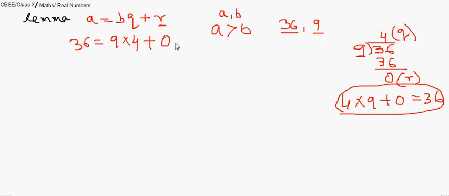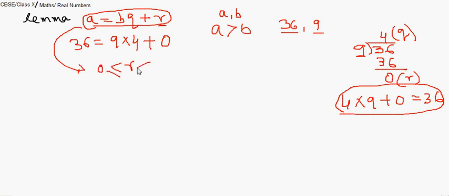So the condition here in the lemma will actually be written as R should be greater than or equal to 0, and it has to be less than B. In the case of the example I had taken, it cannot be more than 9. It is as simple as your division. So A is equal to BQ plus R, where R should be greater than or equal to 0 and less than B. And this is called the division lemma by Euclid.